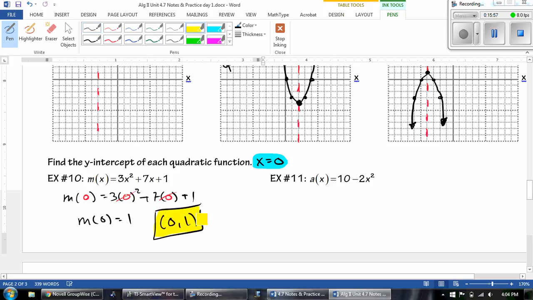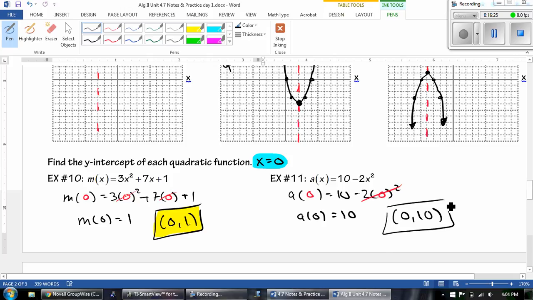Okay? So once again, we need to let x equal 0. So we would say a of 0 equals 10 minus 2 times 0 squared. 0 squared is 0. 2 times 0 is 0. So that cancels out. And then we're left with a of 0 equaling 10. So our y-intercept is 0, comma 10.